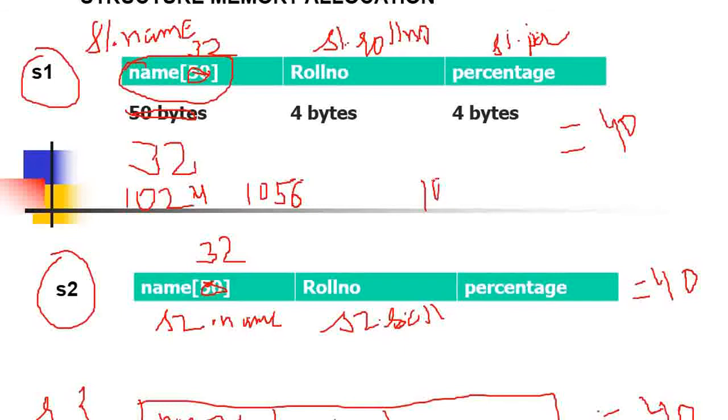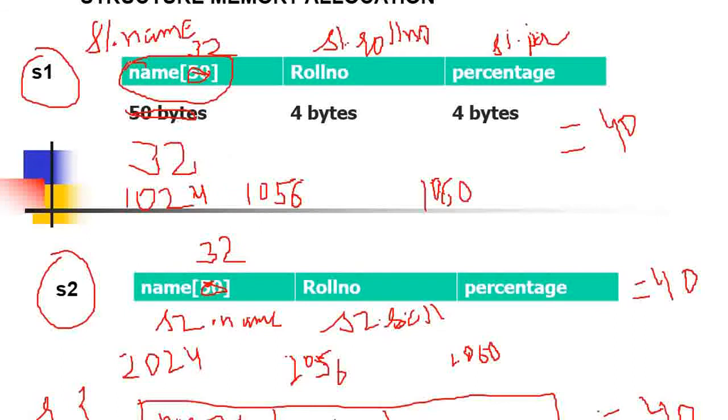then 1060 will be the new address of the percentage. Likewise, same here, let's say 2024 is the starting address of the name, then 2056 will be the roll number address and 2060 will be the percentage address. Okay, so this is how the memory allocation will take place.